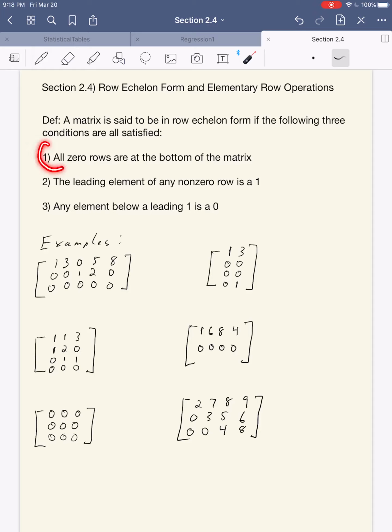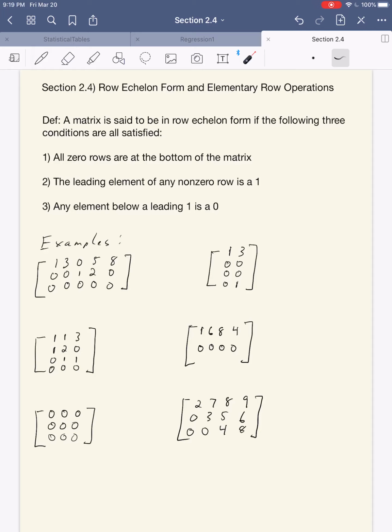So first of all, are the zero rows at the bottom of the matrix? Well, are there any zero rows? This guy does happen to have a zero row. He's right there, and it is indeed at the bottom of the matrix. So first condition, all good. Second condition, the leading element of any non-zero row is a 1. Well, there are 2 non-zero rows, here and here. What are their leading elements? There's a 1 right there and a 1 right there. Those are the leading elements because those are the first non-zero values in those rows. And they are both 1s, so condition 2 is met.